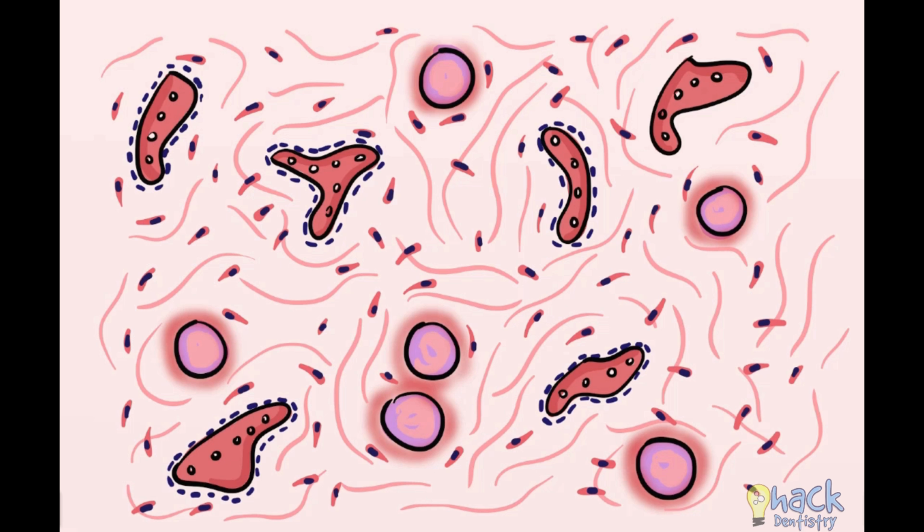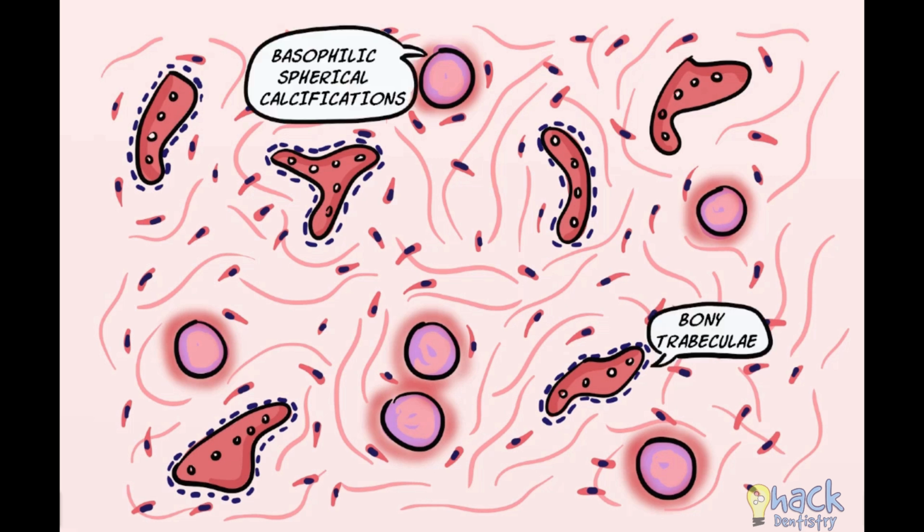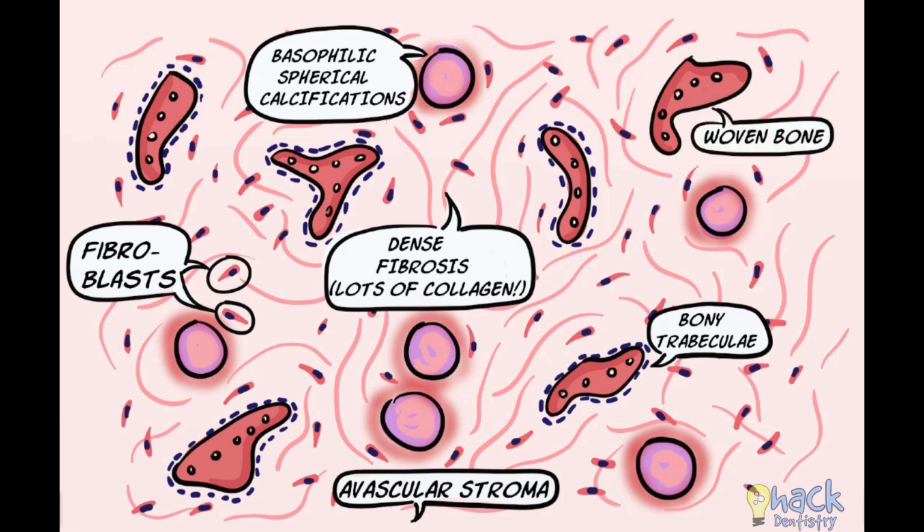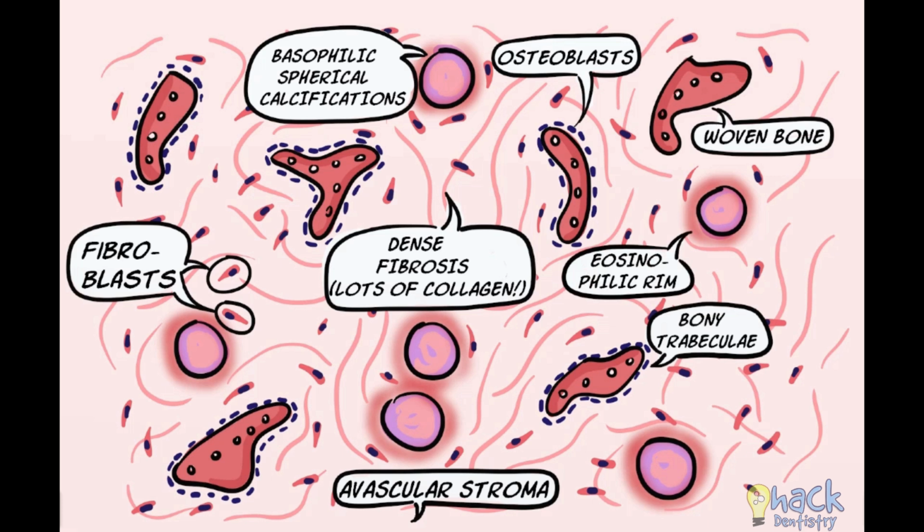Microscopically, ossifying fibroma shows calcifications in the form of bony trabeculae and basophilic spherules in a hypercellular connective tissue with plenty of fibroblasts and dense fibrosis. The stroma is relatively avascular. Bony trabeculae are of woven bone type and are lined by osteoblasts. The basophilic spherules of calcification are usually surrounded by an eosinophilic rim.